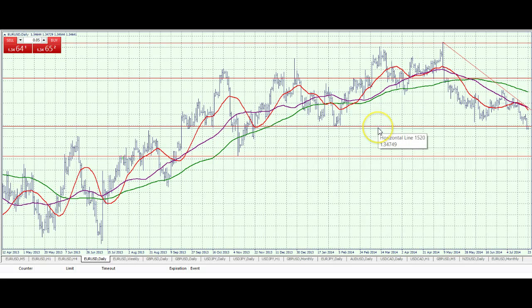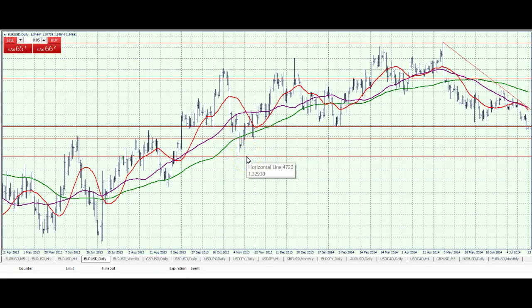Right here is your 134.75 level, and if you look at the charts here, according to this one anyway, you have a support. This is a daily chart, by the way. Looks like some support around the 134 level, and then below that is 132.94. You can see why this is the key target.